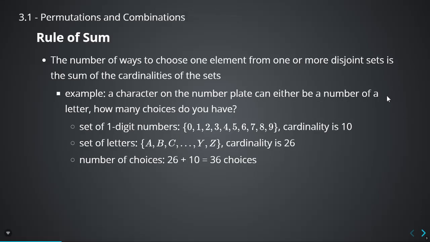Starting with something very simple, this is what we call the rule of sum. If you want to choose one element from one or more disjoint sets, then the number of ways to do that is just the sum of the cardinalities of the sets. If you want to make a number plate, for example, you can either choose a number or a letter. How many choices do you have? There are 10 numbers from 0 to 9, like a one-digit number, and there are 26 letters from A to Z. So in total, you have 36 choices, just 10 plus 26. I'm sure you already know this, something very simple like that.